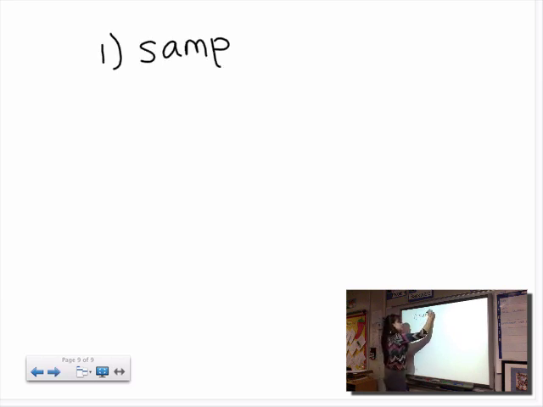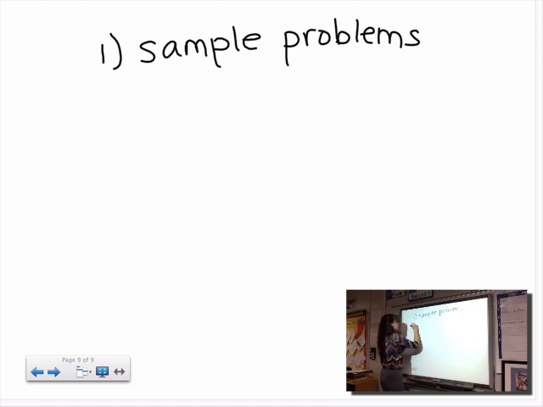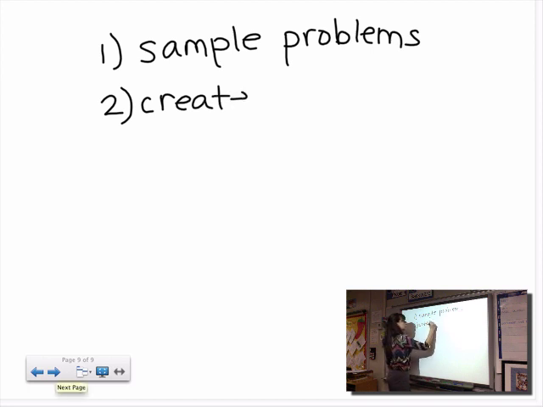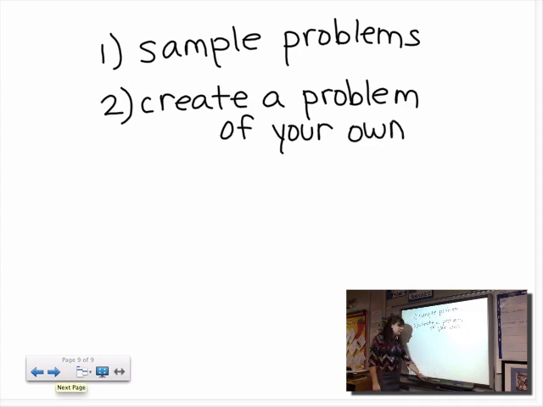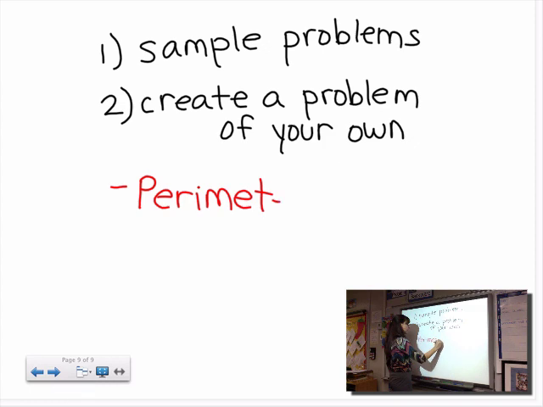I hope that these examples made it more obvious to you how repeated addition and multiplication can be used to find perimeter. On tonight's homework, I encourage you first to do the sample problems, and then notice on your sheet that Mrs. Tagle has given you the opportunity to create a problem of your own. When you create your problem, make sure that it's a question about perimeter. Bring it to class tomorrow, and we will use the questions that we've created to spark some good, juicy discussions about perimeter in class.